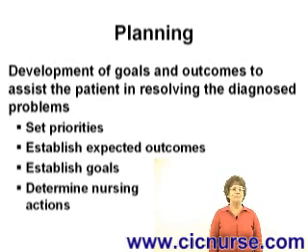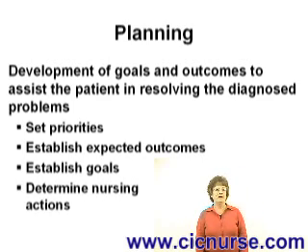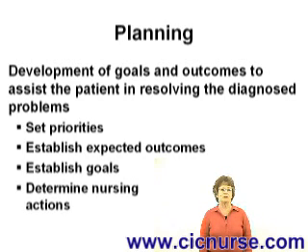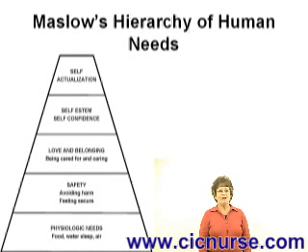Planning is one of the components of the nursing process. It's development of goals and outcomes to assist the patient in resolving the diagnosed problem. So you will also assign priorities, and that's done as a joint effort by the nurse and the patient and family members. You make sure that when you're assigning these, you do include all these folks, because it's really important they're in there. Maslow's hierarchy of needs provides a useful framework for setting priorities in patient care. And setting priorities are also the types of question you'll be asked when taking your NCLEX.